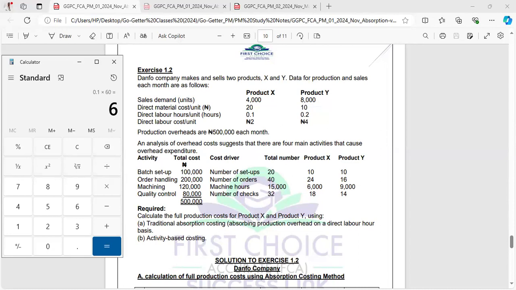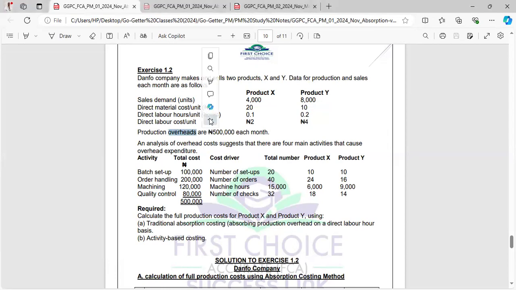Now, direct labor costs. We have 2 naira for X and 4 naira for Y. All these things here, starting from direct material and direct labor, are variable costs. If you go down, you see production overheads. So we underline this word overhead. Overhead is the issue. Overheads are 5,000 naira each month.